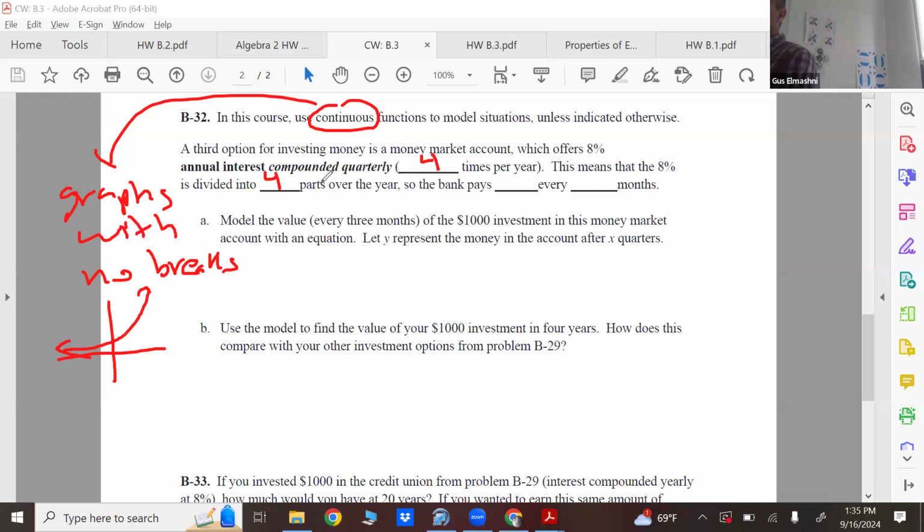What's the right word? Sorry. After how many months will the interest be applied? Well, how many months in a year? 12. And what's 12 divided by 4? 3, right? Every 3 months you get your money. But you have to split the 8% over those 4 intervals. What's 8% split 4 ways? 2%.